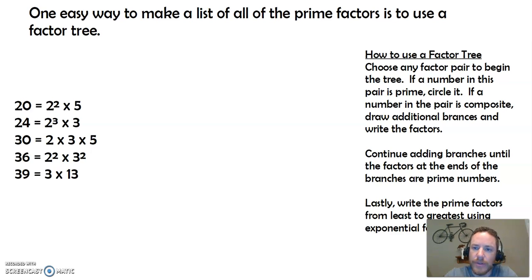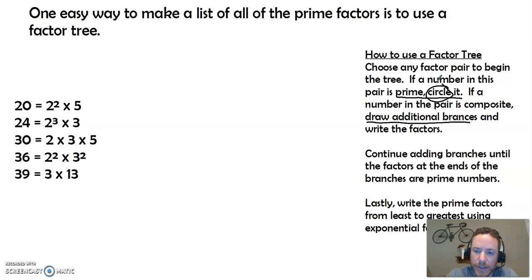How to use a factor tree. Choose any factor pair to begin the tree. If a number in this pair is prime, circle it. So we're going to circle the primes. If a number in this pair is composite, draw additional branches and write the factors. Continue adding branches until the factors at the ends of the branches are prime numbers. Remember, if they're primes, we circle them. Lastly, write the prime factors from least to greatest using exponential form when possible.